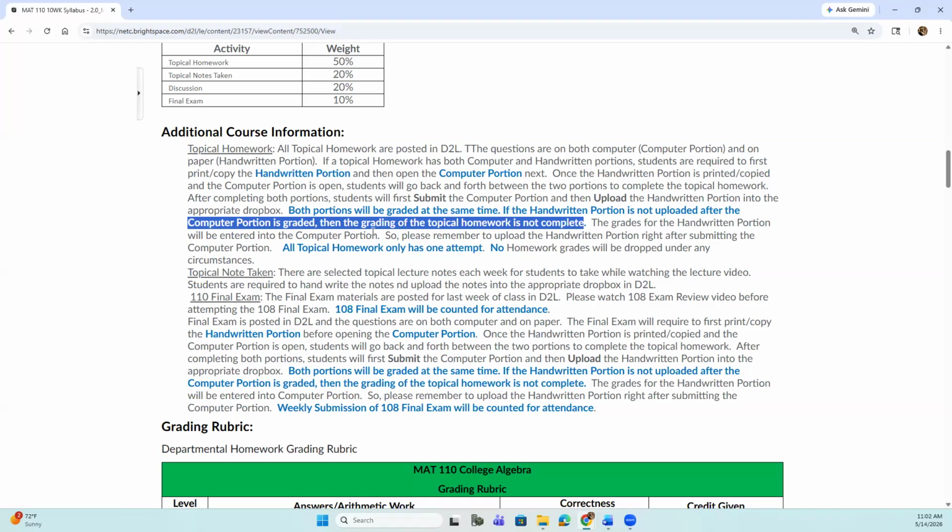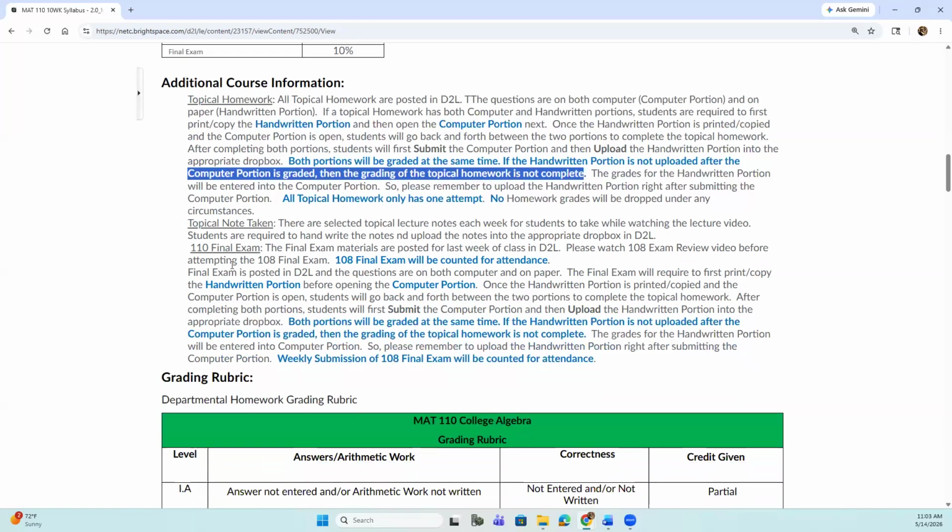Okay. Like I said earlier, you can make up the homework assignment at any time. It's kind of strange that students submit a computer portion trying to satisfy the attendance policy, but not upload the handwritten portion. So just be mindful that your grade is not going to be complete unless you have both portions turned in. All right. So all the homework only gets one attempt, and we do not drop any homework grades.